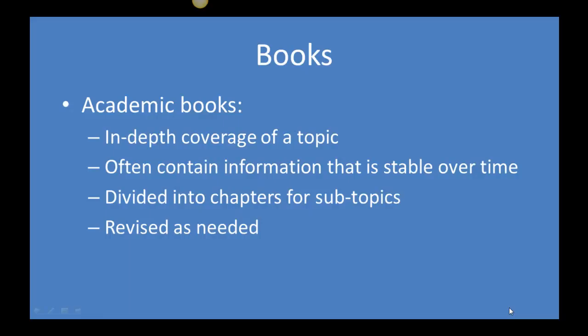Next, let's talk about books in an academic library. Compared to reference sources, books offer an in-depth coverage of a topic with much more specific and detailed information. Often the information they contain is something that the author hopes will be stable over time. The nice thing about academic books is even though they might be long, they're often divided into chapters for subtopics. So you might be interested in a topic but may only have to read one or a few select chapters from a book instead of reading the whole thing.